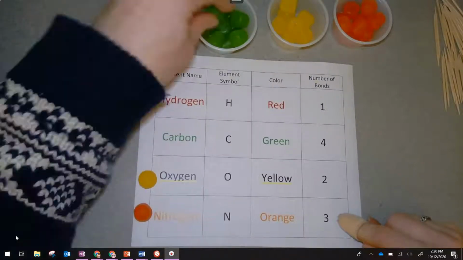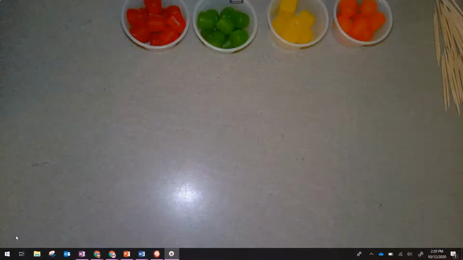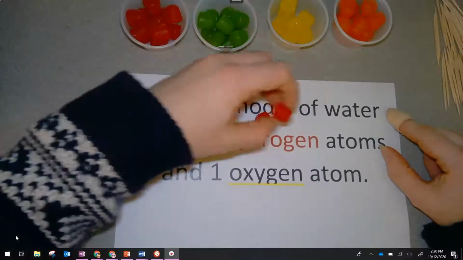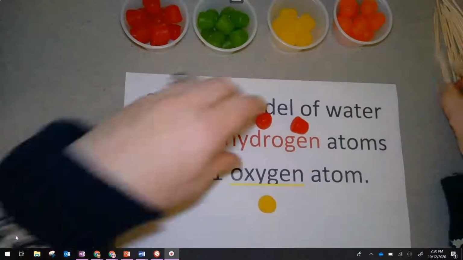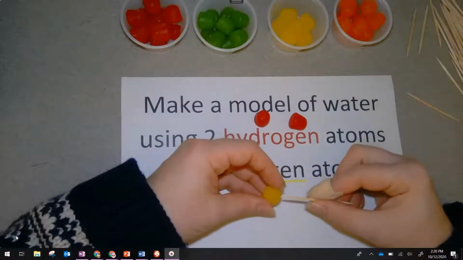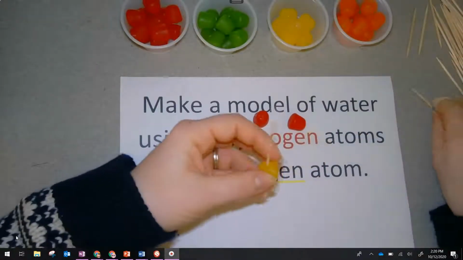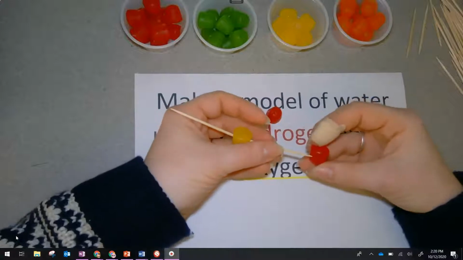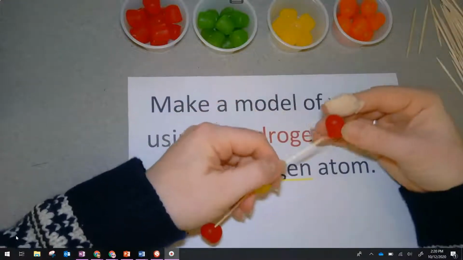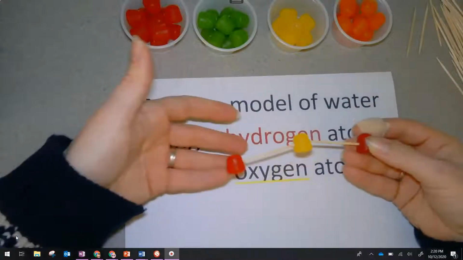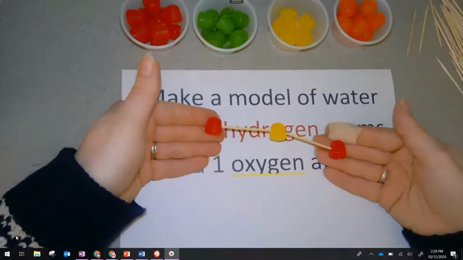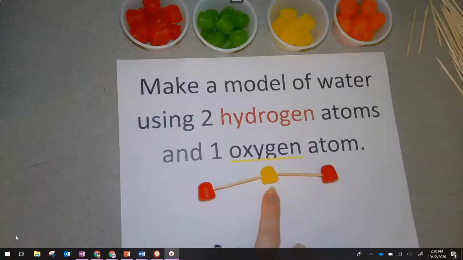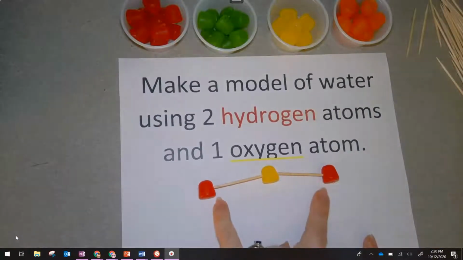All right, so let's jump into our first model, which is to make a model of water using 2 hydrogens, which are red, and 1 oxygen atom. So what I'm going to do is I'm going to start with my oxygen because oxygen's the one that has to have 2 bonds. So it has to go in the middle. Oxygen has to have 2 bonds, so it has to go in the middle because hydrogens can only have 1. So once I put the 2 bonds on my oxygen, there are the 2 places where my hydrogen atoms have to go. This is the only way to make a water molecule with the 1 atom of oxygen and 2 atoms of hydrogen.